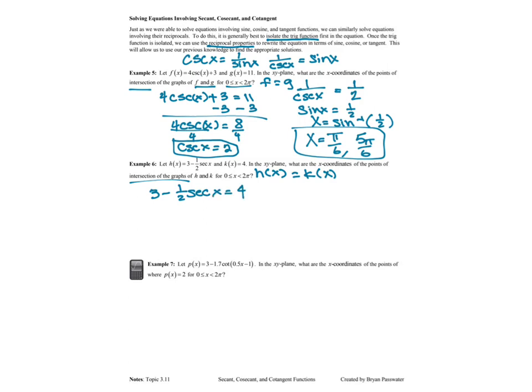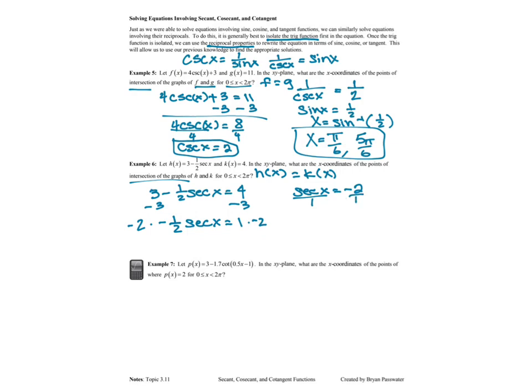Okay, so we set them equal to one another. Isolate the trig function. So we're going to minus 3 first. Negative 1/2 of secant x equals 1. We're going to multiply by negative 2. So secant of x is equal to negative 2.